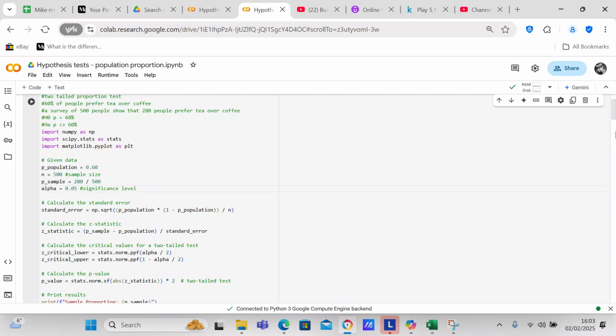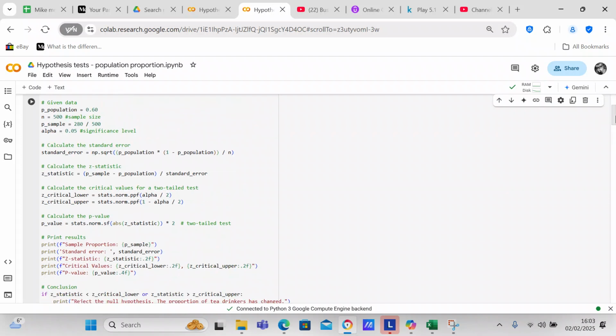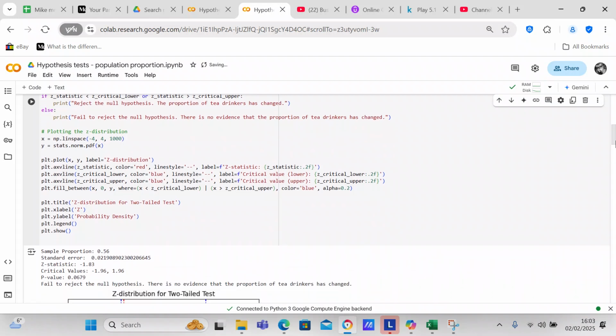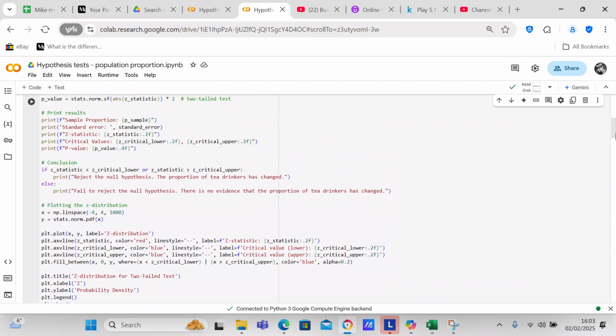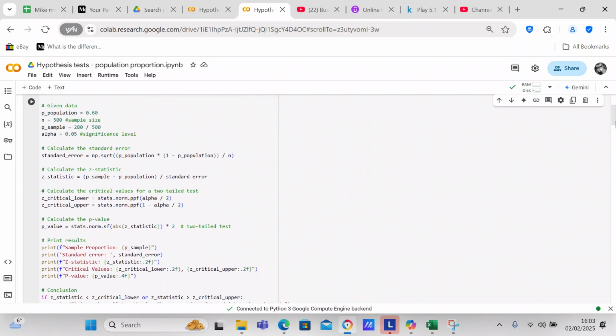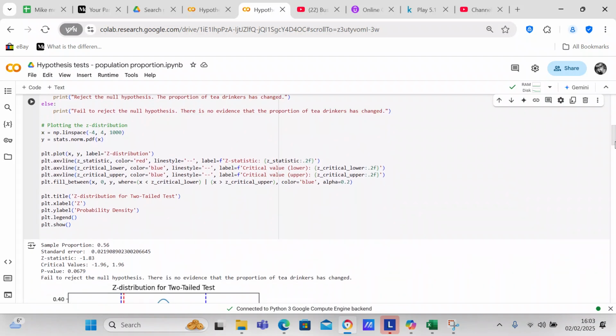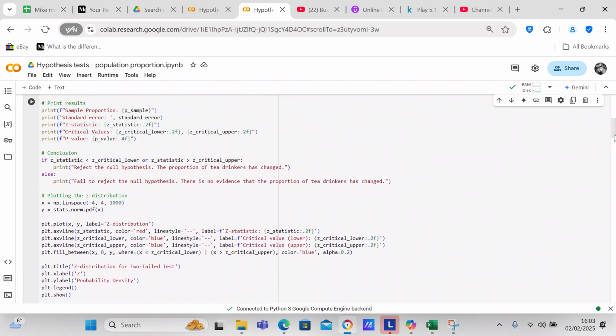Now the first thing we do is calculate the standard error. The standard error is the square root of the population proportion times 1 minus the population proportion, over the sample size. And so your standard error is going to be 0.0219. Then you calculate your z-statistic. Your z-statistic is p sample minus p population, divided by the standard error. And so your z-statistic is negative 1.83.